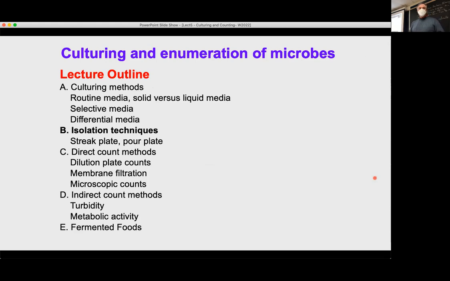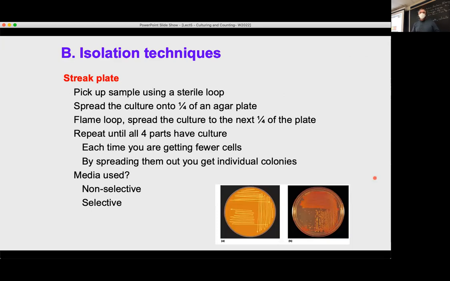Culturing methods. Next, I'm going to talk about the isolation techniques. You've got your streak plate and pour plate. Two very quick demonstrations. So, streak plate. In the lab, you will be given an opportunity to do this. The idea is you want to obtain pure individuals. So you'll be given a liquid and we'll ask you to isolate individual colonies from that.